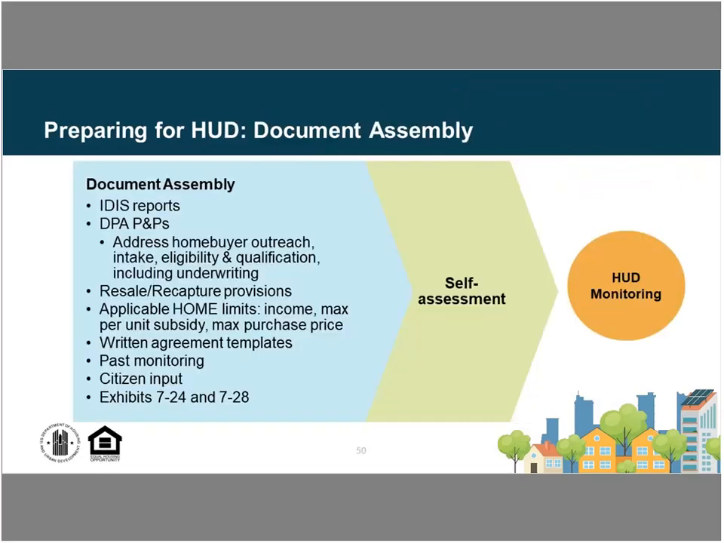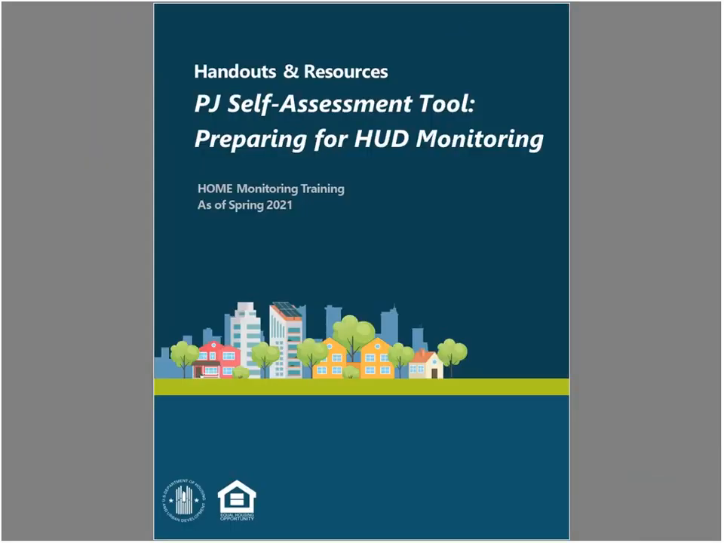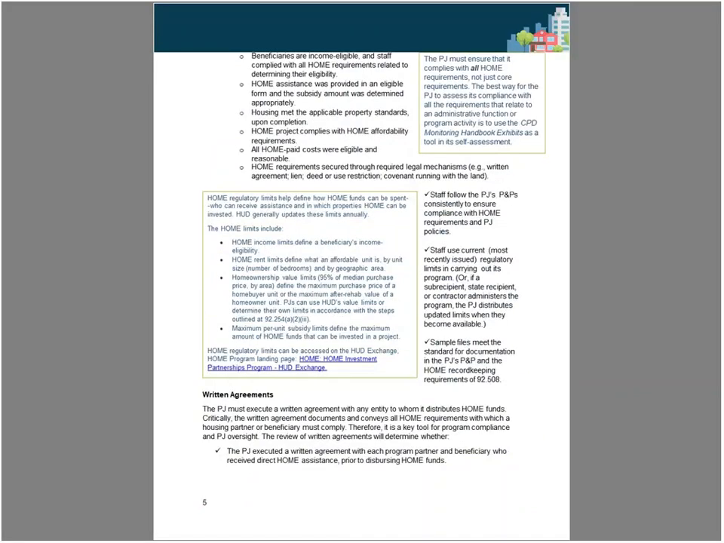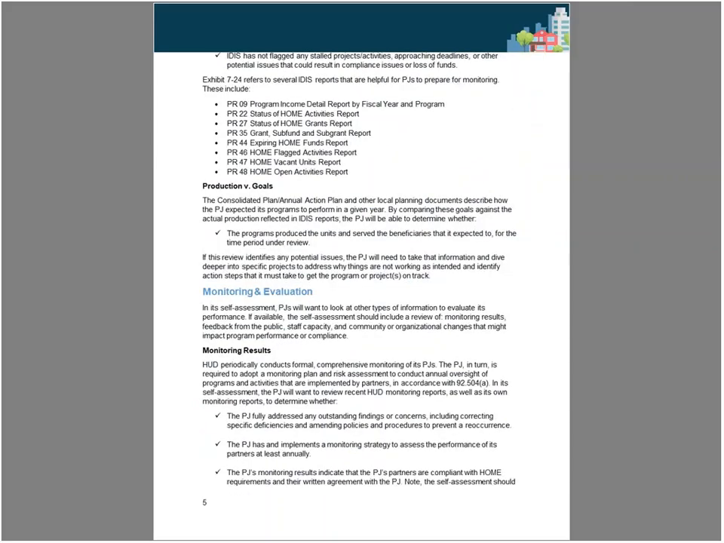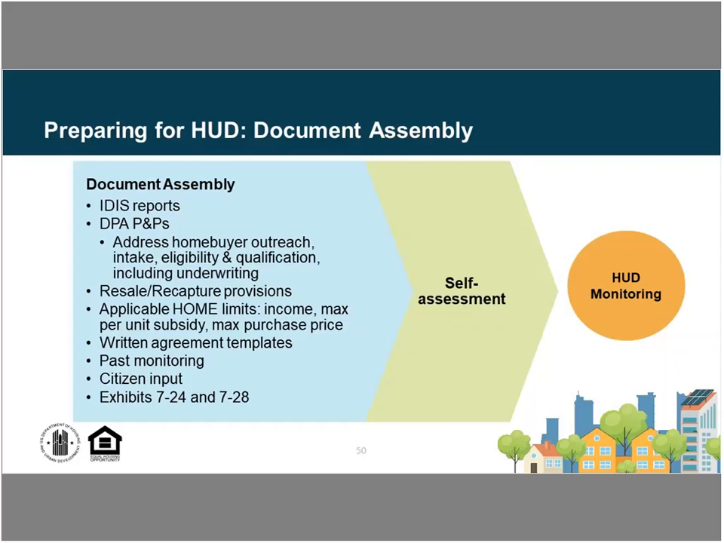We also want to make sure that you're aware the first step is to assemble all the documents that are required for review. So you want to be looking at the IDIS reports. We do list on our preparing for HUD monitoring some of these IDIS reports. Let's see, here we go. Okay, so on page 7, this is the self-assessment tool. On page 7, it lists some of the different IDIS reports. They're not all relevant for Homebuyer, but there are some of the reports listed here. So you want to be pulling your IDIS reports.